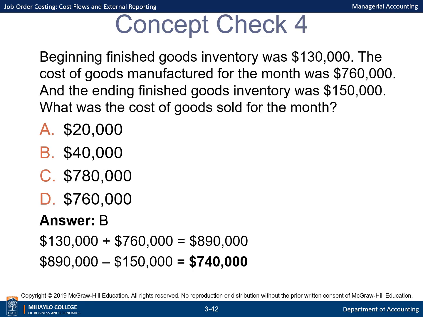Beginning finished goods inventory was $130,000. The cost of goods manufactured for the month was $760,000, and the ending finished goods inventory was $150,000. What was the cost of goods sold for the month? The correct answer is $740,000, calculated as shown.